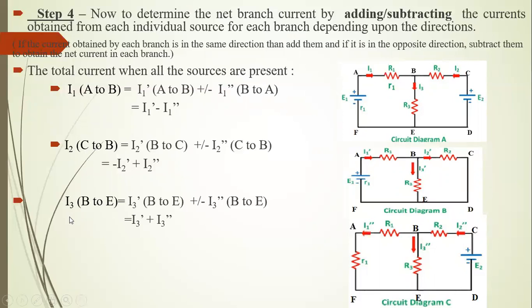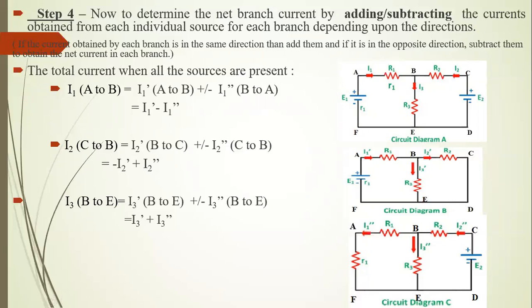Similarly, we can obtain I2 and I3. I2 will be nothing but the summation of I2 dash and I2 double dash. We'll again check. I2 we have considered flowing from C to B. I2 dash is flowing opposite, from B to C, that is why its sign will be negative. And I2 double dash is flowing from C to B, the same as the direction of the first, so its sign will be positive. Whatever the answer of this subtraction, if it comes out to be positive, it means that our I2 is flowing from C to B, or if it comes out to be negative, then it means that the current flows from B to C. Similarly, we can obtain I3.